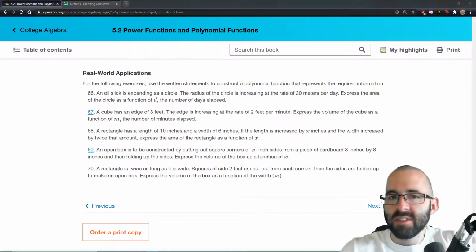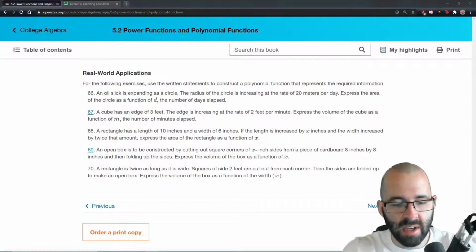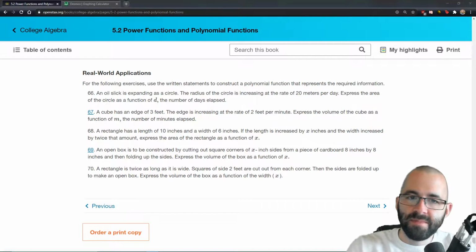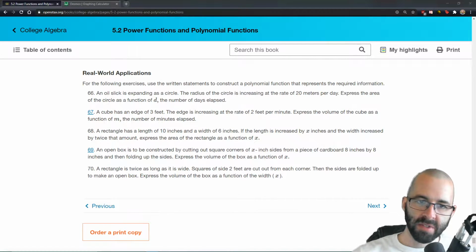All right, the last thing we're going to do in this section is talk about applications, okay? So for these ones, I'm having you do all of them, and I'm going to do two of the evens just to show you how it's done. Let's look at the first one.